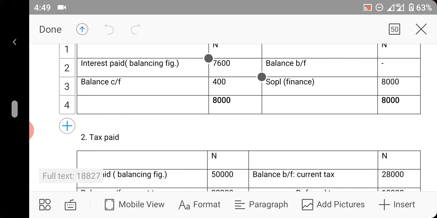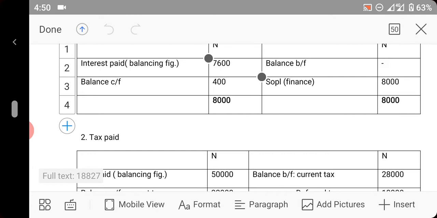This is how you adjust your interest. All right. So interest, being accruals, is adjusted depending on whether it is an asset or a liability, and the side where the balance is determines if it is an asset or a liability, as the case may be.